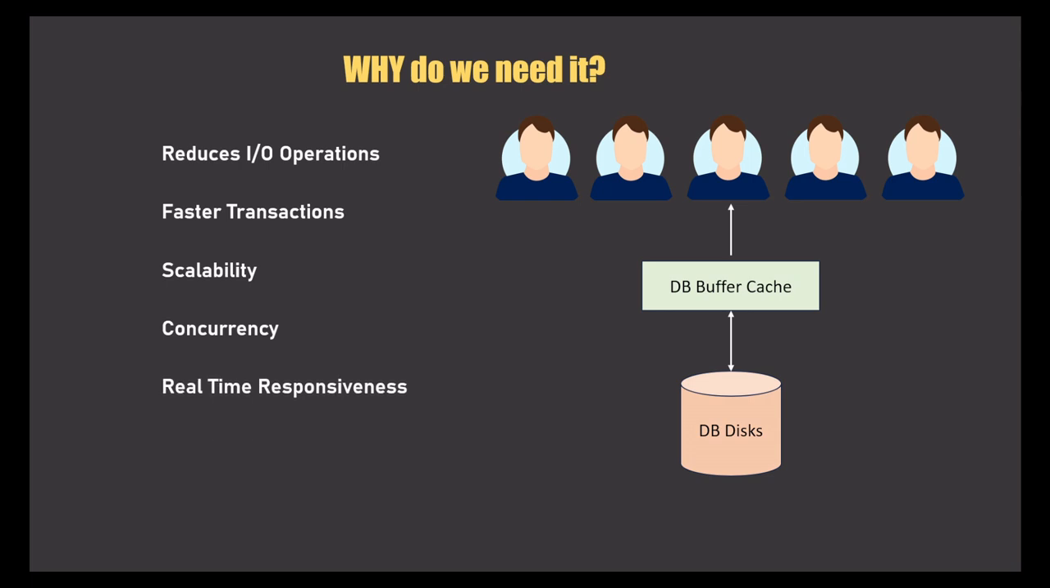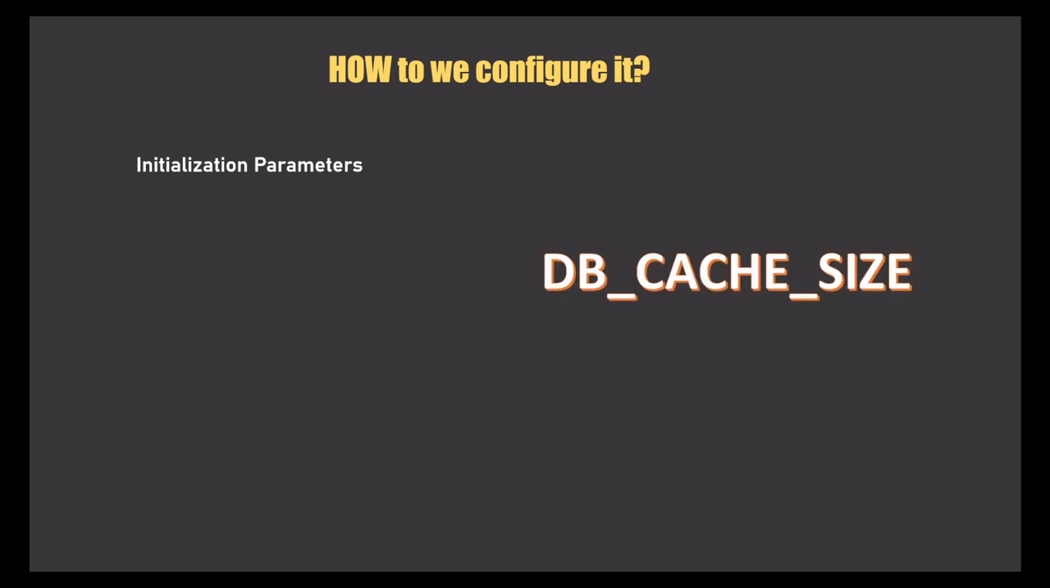In high availability or OLTP systems, when tuned properly, this cache helps us achieve near real-time responsiveness. Now, how do we implement or configure it? In Oracle, the buffer cache is part of the SGA and its size is controlled by initialization parameters. For example, DB_CACHE_SIZE defines how much memory is allocated to it. DBAs can tune this parameter based on workload.